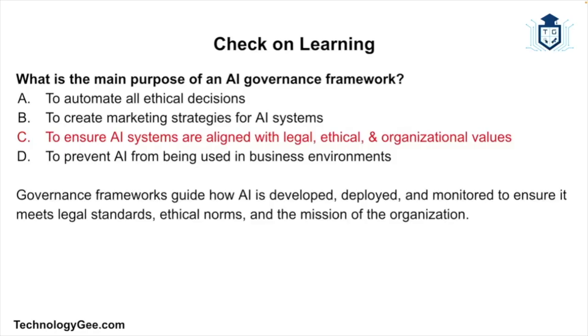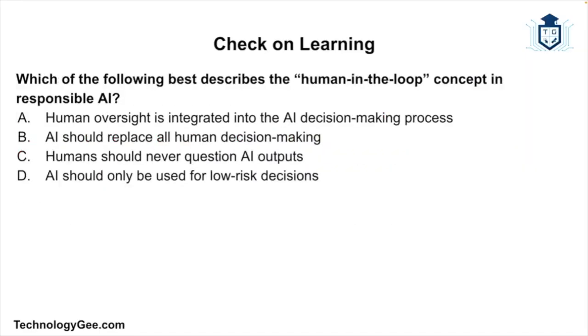And the correct answer is, it is to ensure AI systems are aligned with legal, ethical, and organizational values. Governance frameworks guide how AI is developed, deployed, and monitored to ensure it meets legal standards, ethical norms, and the mission of the organization. And our final question is, which of the following best describes the human in the loop concept in responsible AI? Is it human oversight is integrated into the AI decision making process? Is it AI should replace all human decision making? Is it humans should never question AI outputs? Or is it AI should only be used for low risk decisions?